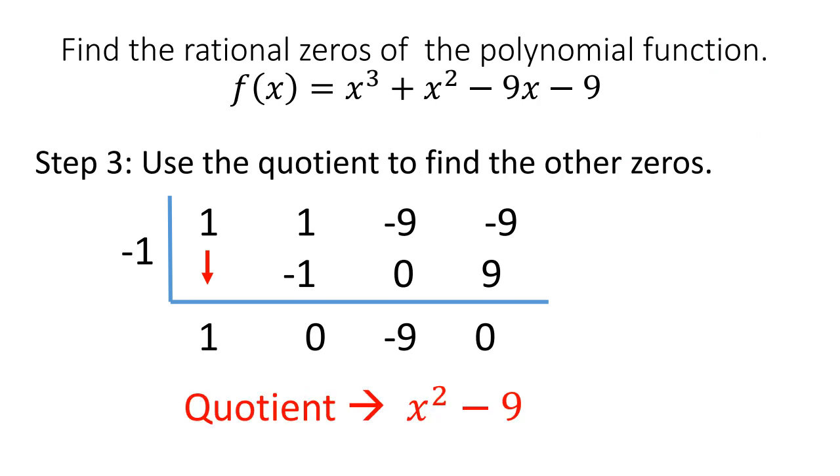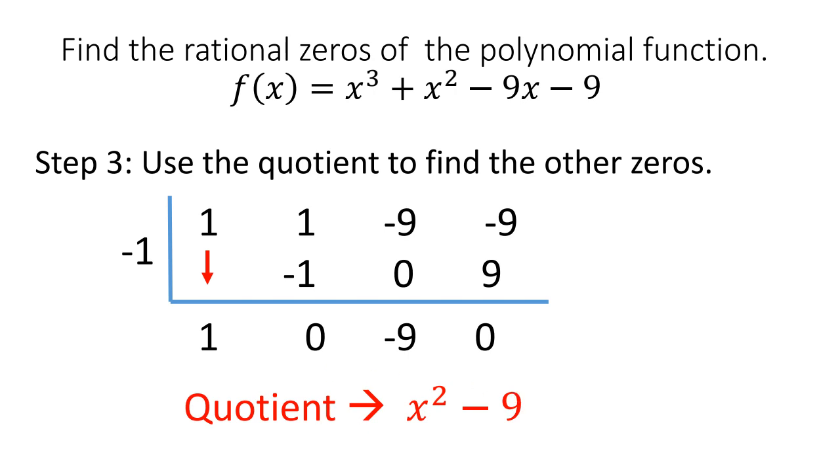So to find the rest of the zeros, we use the quotient. So to get the quotient, since your degree was 3, we're going to start with 1 degree less. So I have a 1, so that's going to be your x squared. I have a 0 here, so that's going to represent your x. And then negative 9 is going to be your constant. And so now this is my quotient, x squared minus 9.